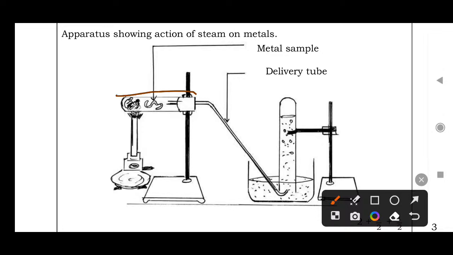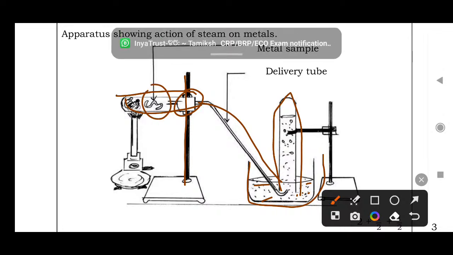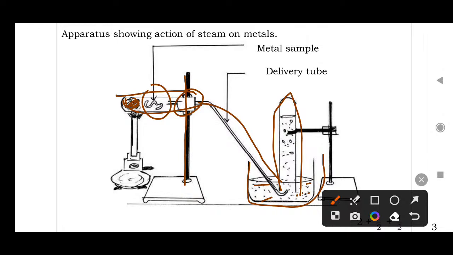We took one test tube and the test tube is fixed to the stand. With the help of a rubber cork we connected a delivery tube. The delivery tube's other end is connected to another container. In that container we took soap solution or water, and we kept one inverted test tube. Here we kept a metal sample of zinc or magnesium, and we took glass wool. In that glass wool, a small amount of water is there.